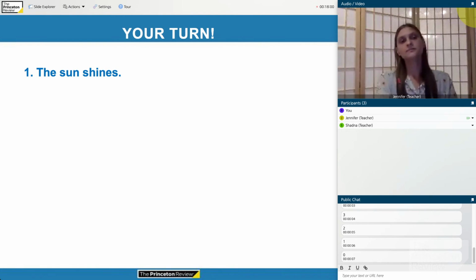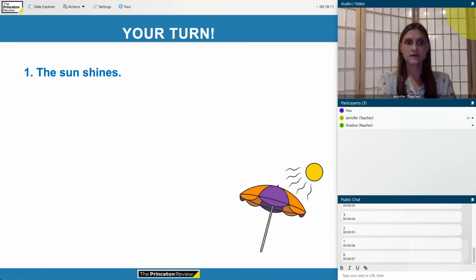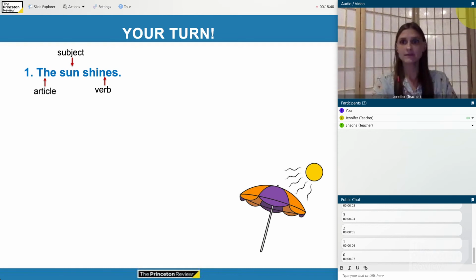So if you're following along here, we can go through it word by word. We have the. Well, what is the? What function is it serving in the sentence? There's an umbrella and a nice sun shining in that umbrella. The is the article. Okay, so the sun. What is sun? Sun is the subject. Sun is doing the action, and the action or verb in this sentence is going to be shines. Okay, now you know what everything is. Question is, how do you go ahead and diagram it?